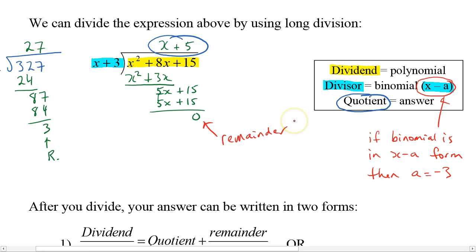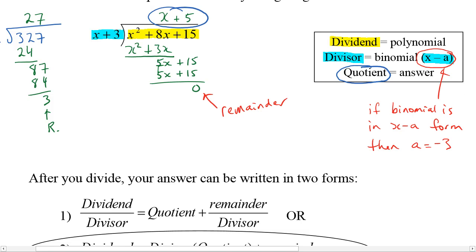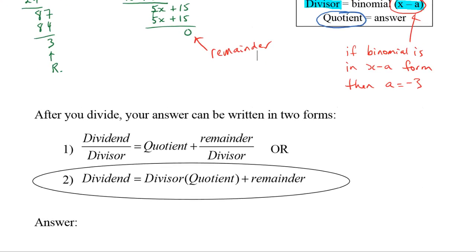Okay, so the quotient is the answer. That's the x plus 5 in this case. The divisor is, in English sometimes we say, the "goes into." x plus 3 goes into x squared plus 8x plus 5, which is our large polynomial that we started with. So when we're done, we can put this into two terms.